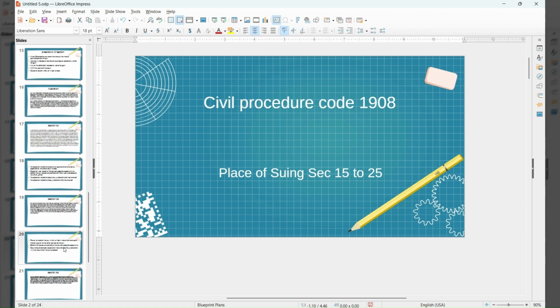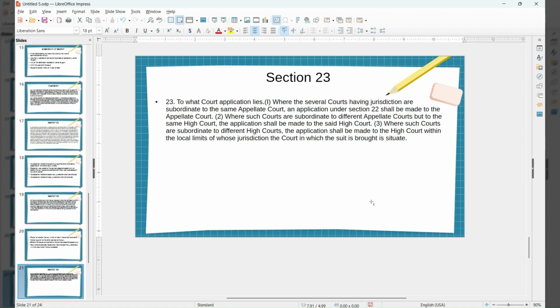By going through the definition of the Act: to what court an application lies, where several courts having jurisdiction are subordinate to the same appellate court. An application under Section 22 shall be made to the appellate court. Where such courts are subordinate to different appellate courts but to the same high court, the application shall be made to the said high court. Where such courts are subordinate to different high courts, the application shall be made to the high court within the local limits of whose jurisdiction the court in which the suit is brought is situated. These are the three conditions mentioned in section 23.